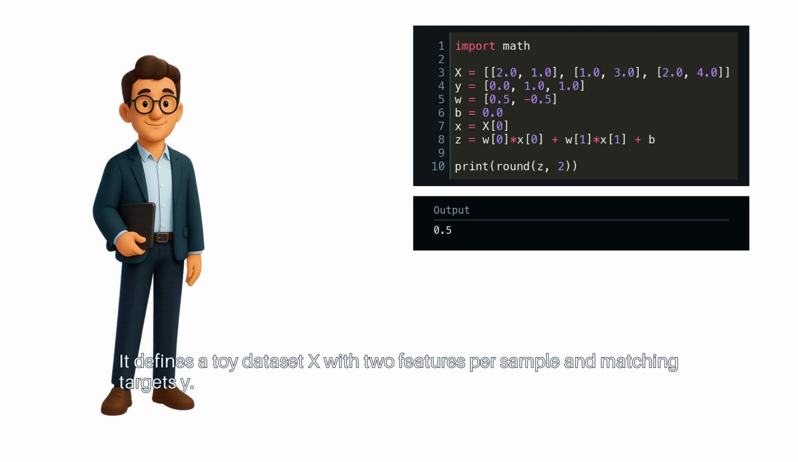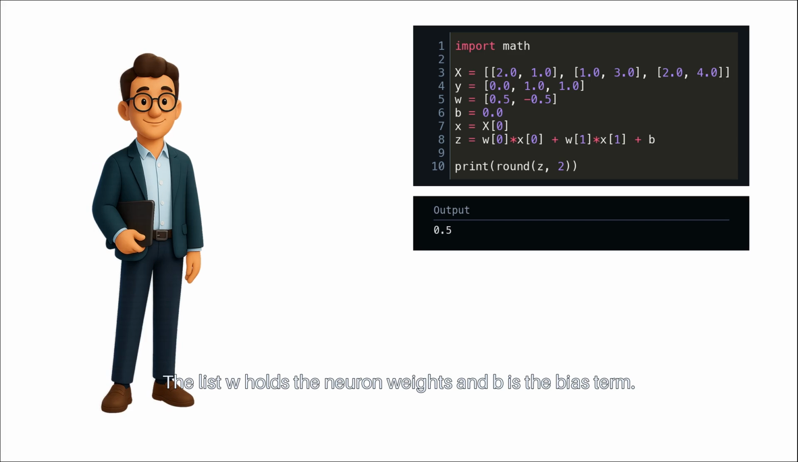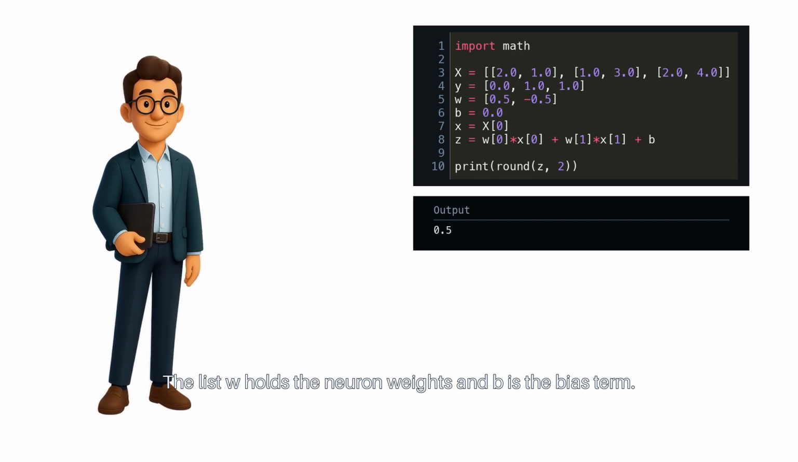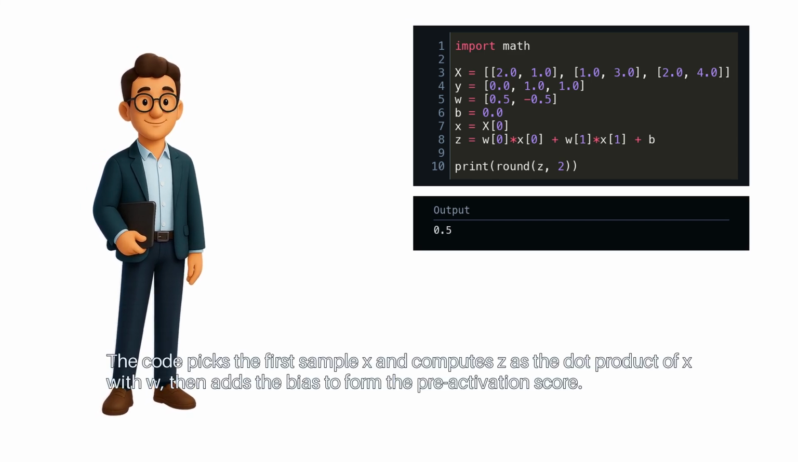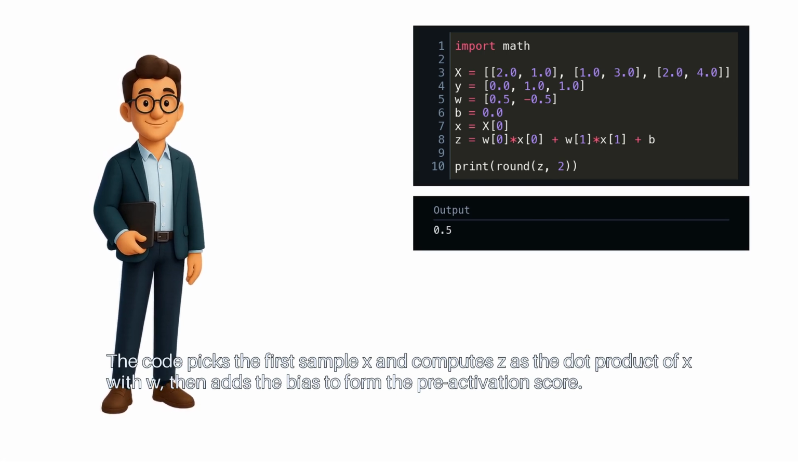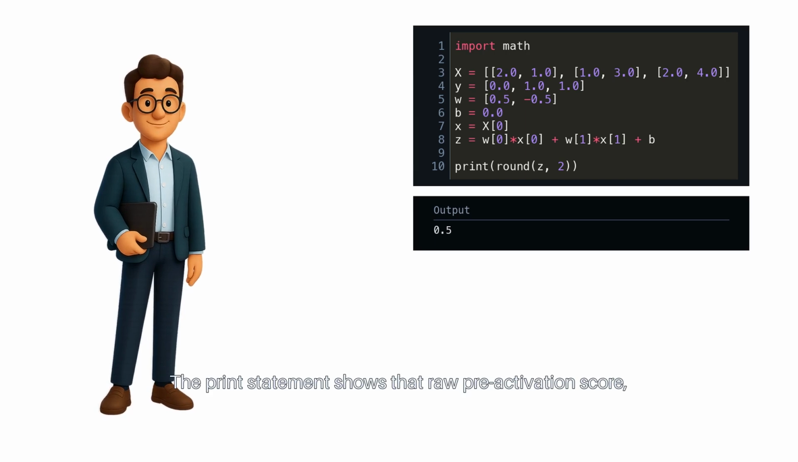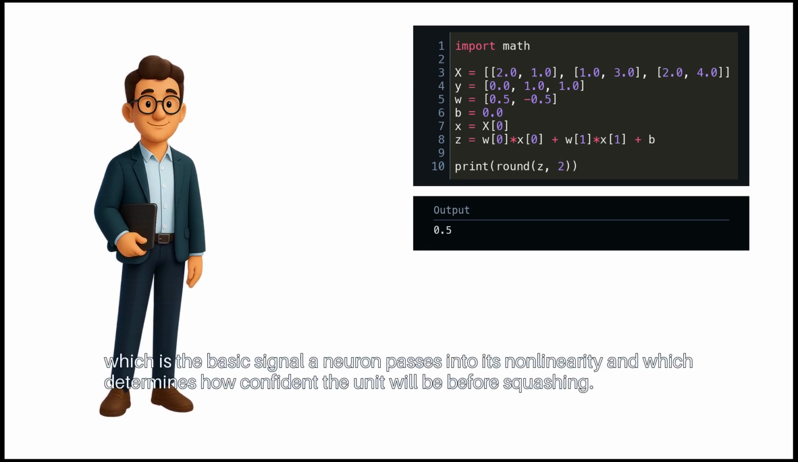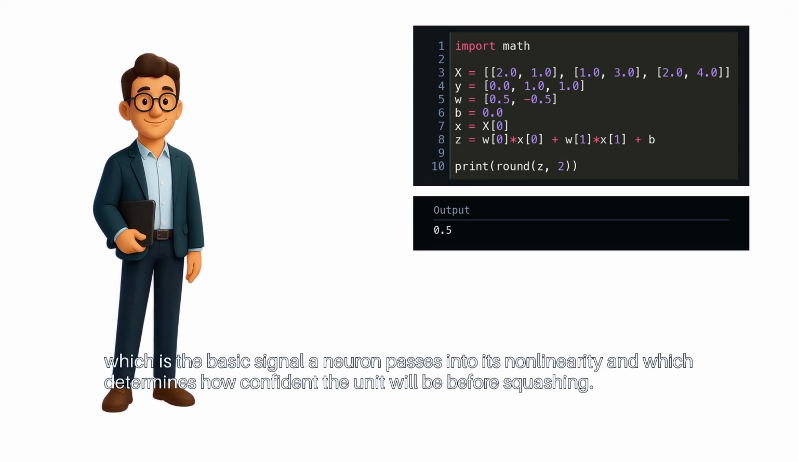It defines a toy dataset X with two features per sample and matching targets Y. The list W holds the neuron weights and B is the bias term. The code picks the first sample X and computes Z as the dot product of X with W, then adds the bias to form the pre-activation score. The print statement shows that raw pre-activation score, which is the basic signal a neuron passes into its nonlinearity, and which determines how confident the unit will be before squashing.